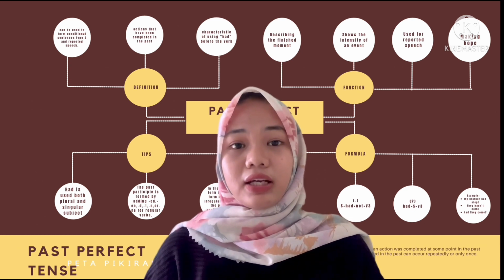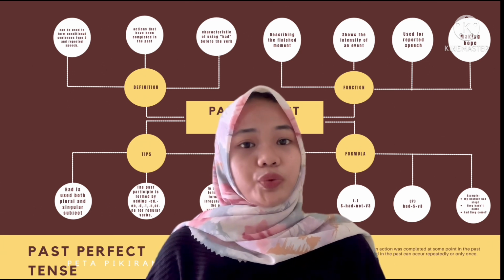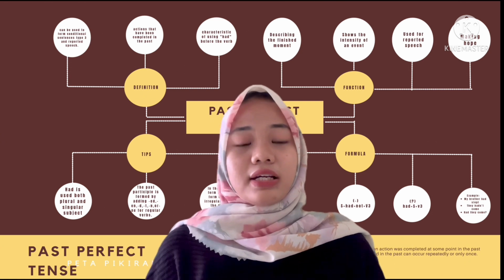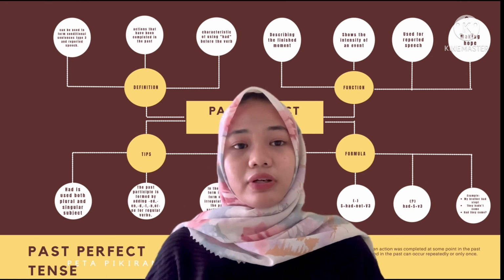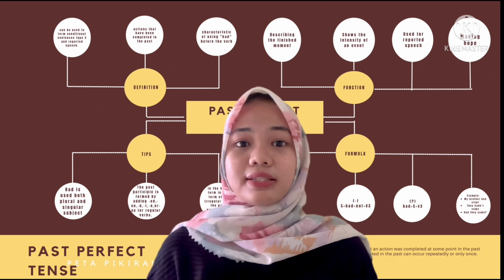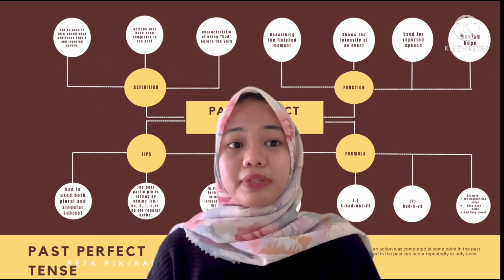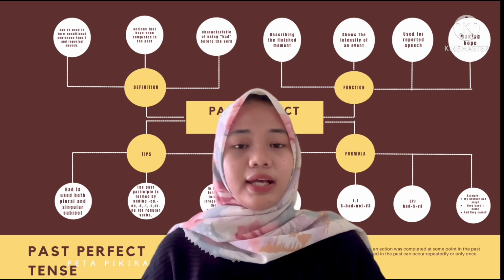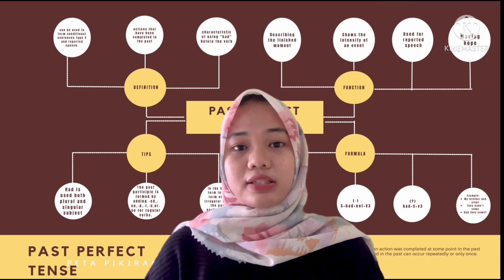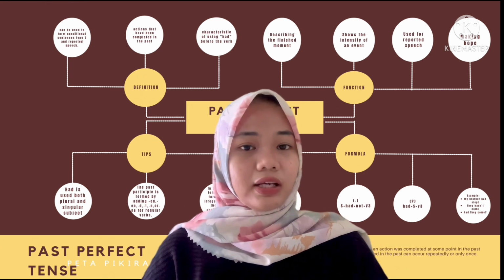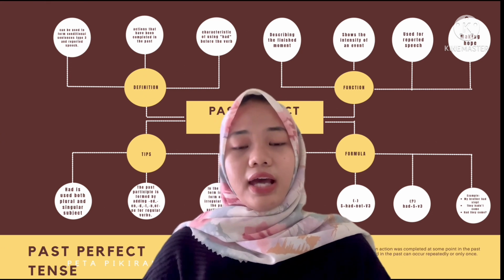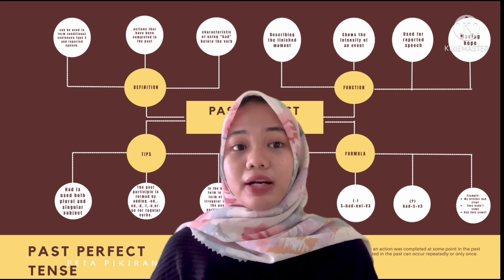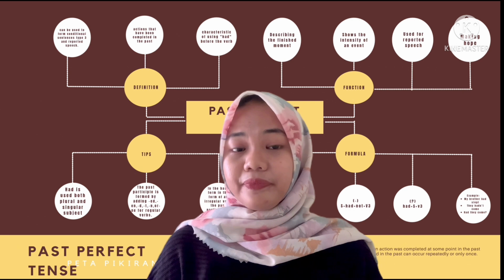In the past perfect, the formula is divided into 3 according to the type of sentence. Positive sentence: subject plus had plus participle. Example: my brother had slept, they had come. Negative sentence: subject plus had plus not plus participle. Example: my brother had not slept, they had not come. And interrogative sentence: had plus subject plus past participle. Example: had my brother slept, had they come.